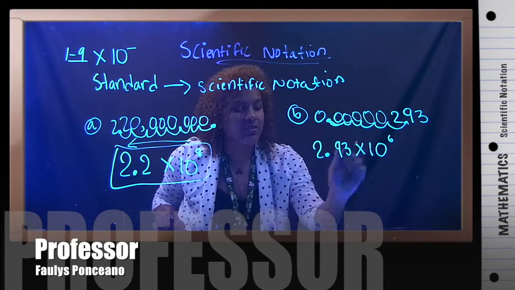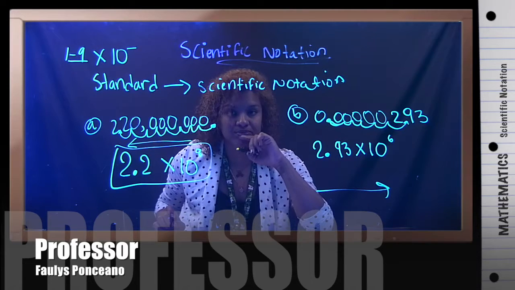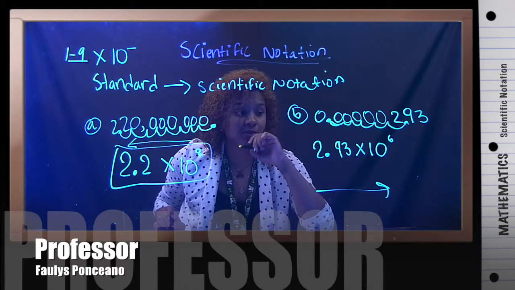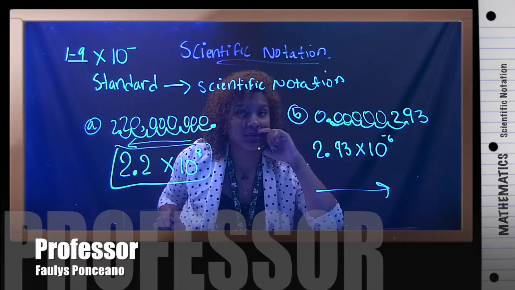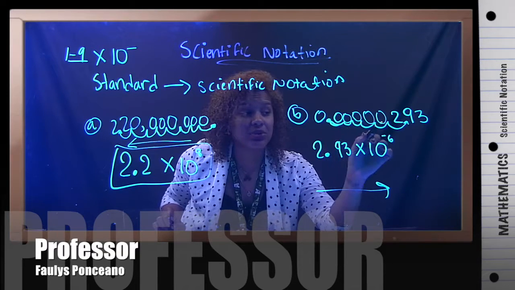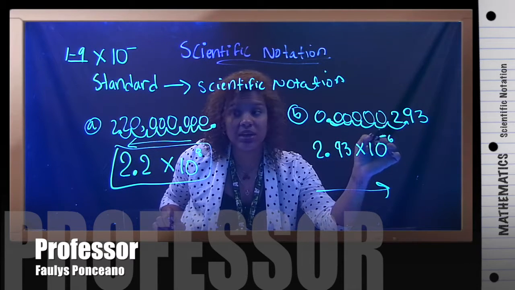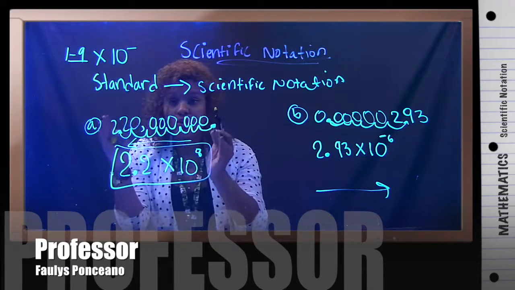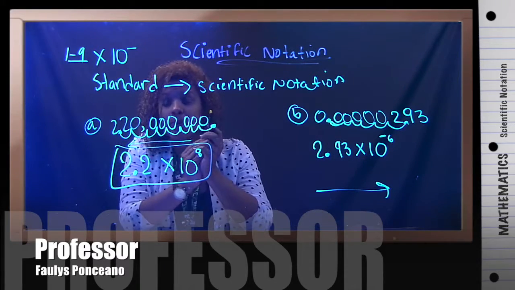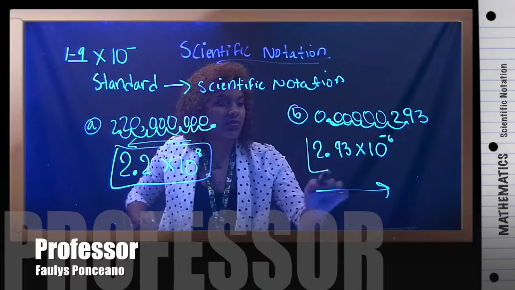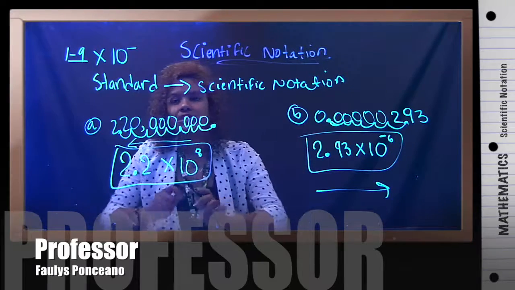Now, I went to the right side. What does that mean for my exponent? That the exponent is negative. So you see how you have this decimal number? Your exponent is going to be negative. When you have a whole number, your exponent is going to be positive. Those are your 2 answers for these examples.